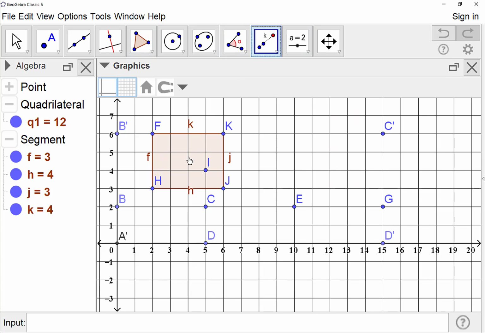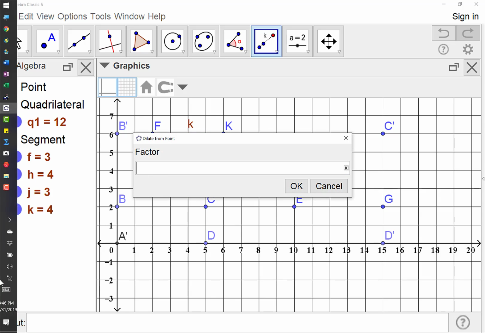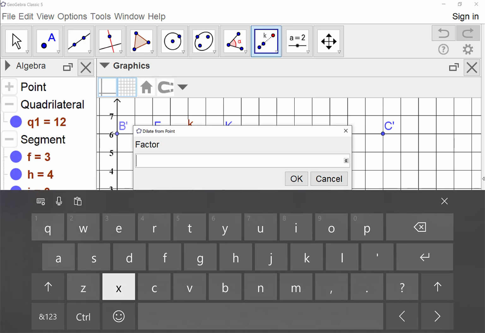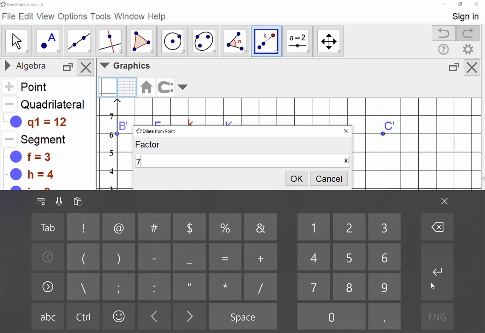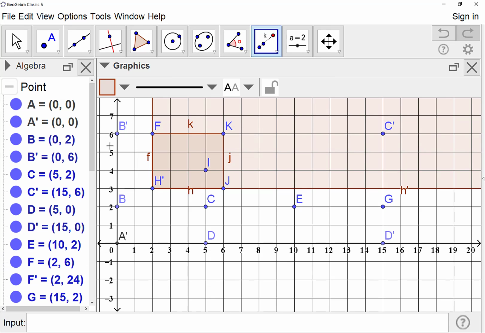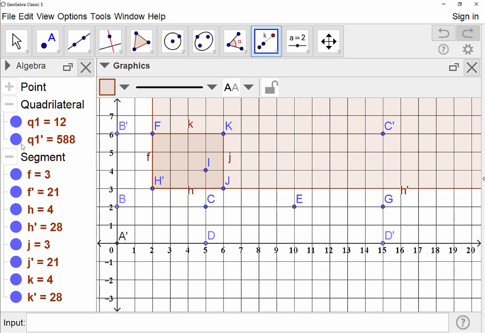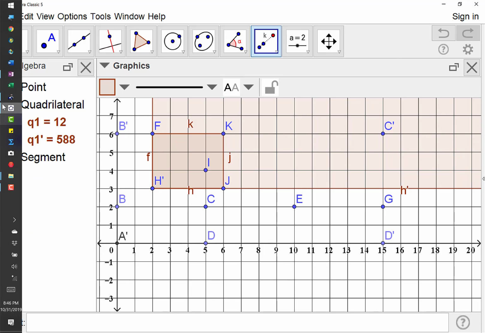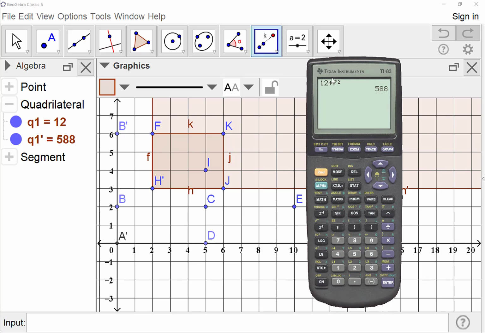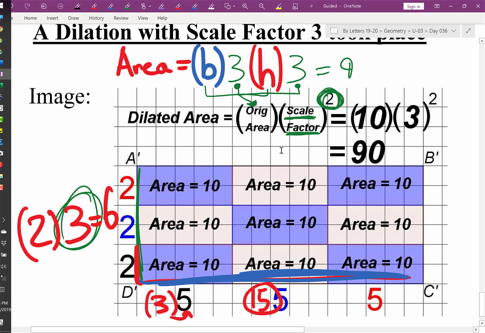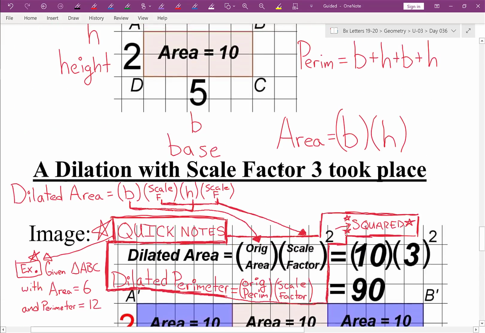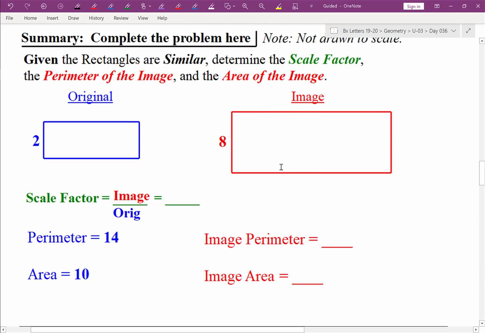And I'll show you that's the case. I'll take this figure, dilate it about a point, and then make my scale factor 7. And you will see we have equivalent areas. I've got my original 12, and I've got my new 588. And that is what's going on. I hope I explained it well. This is a tough thing to see.